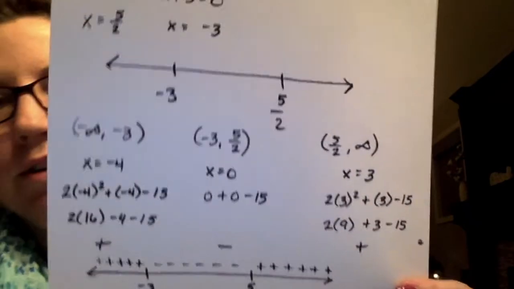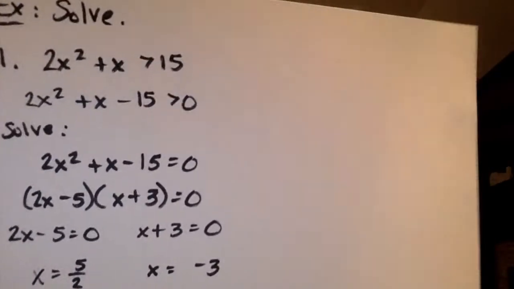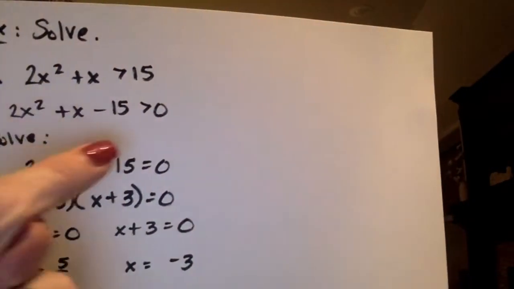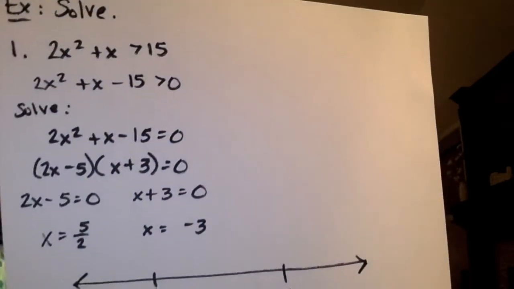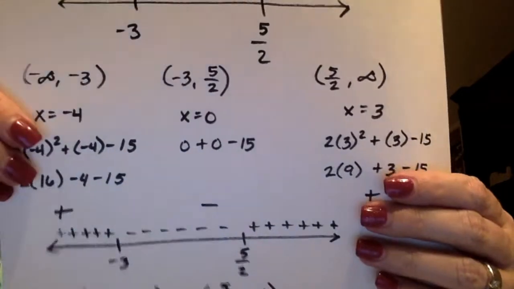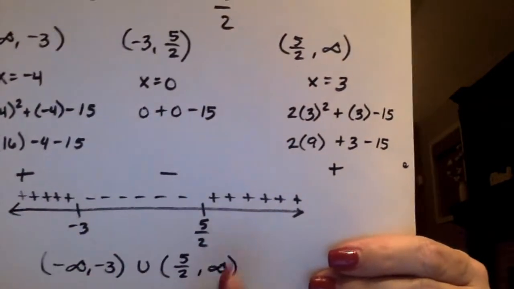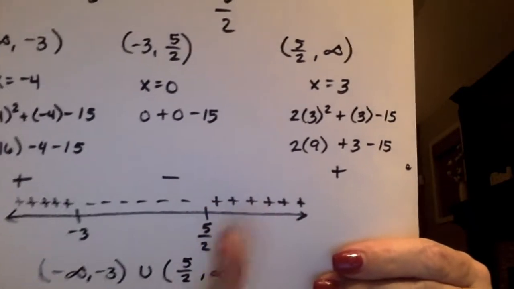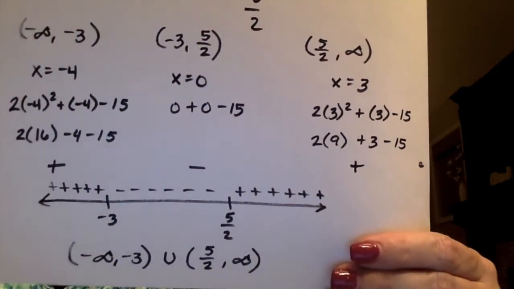Now, go back to our original problem, which said, I want to know, where is this function greater than 0? It's greater than 0 when it's positive. Where is this function positive? Well, it's positive in this interval, and it's positive in this interval. So I write that answer as a pair of intervals unioned together.